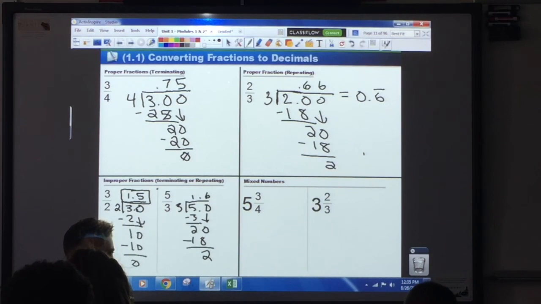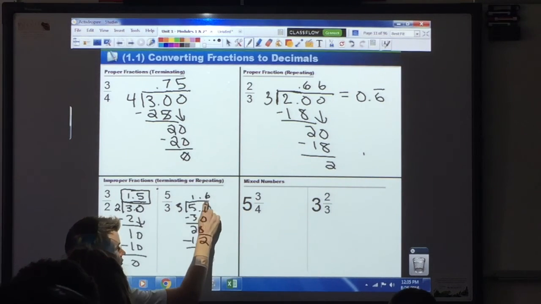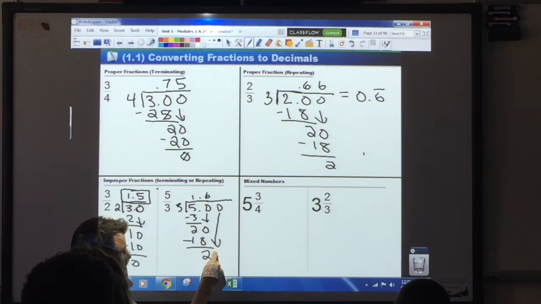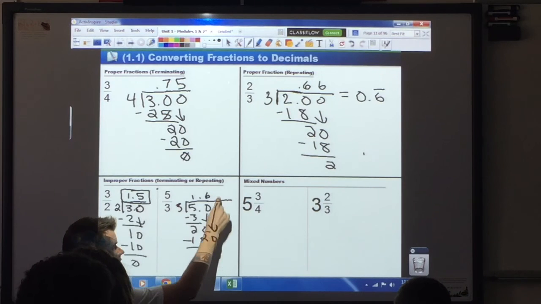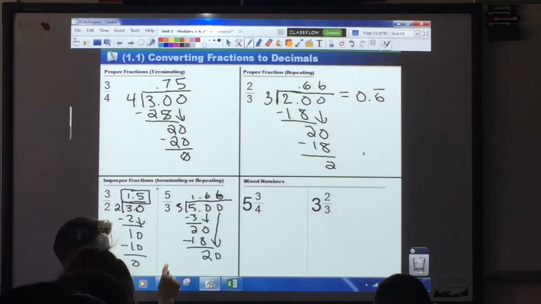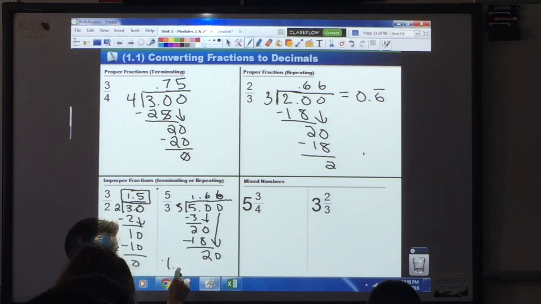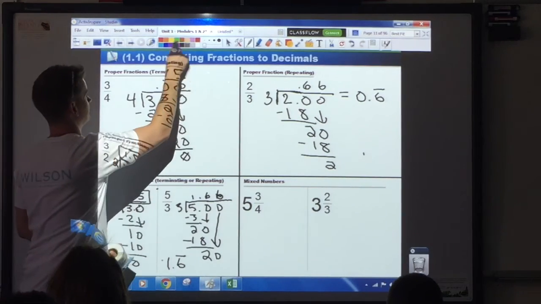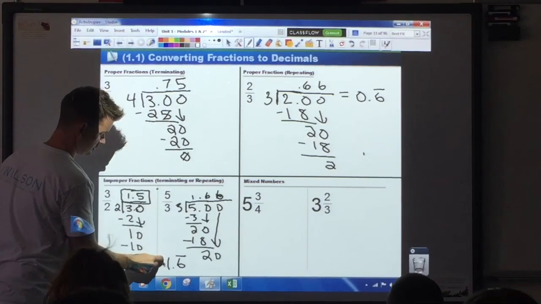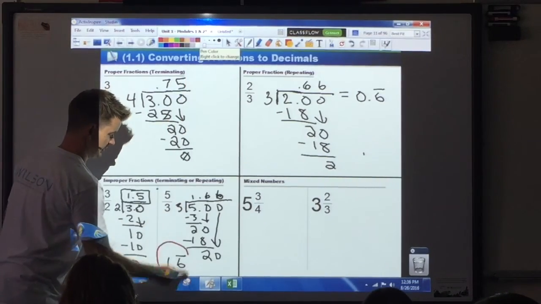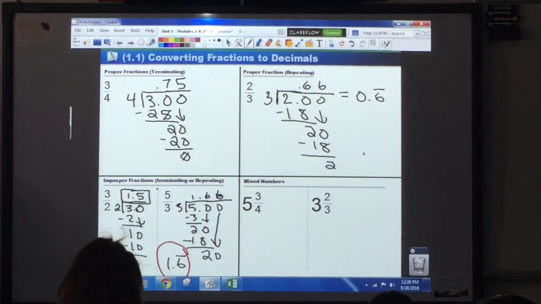What's going to happen with this 6? It's going to repeat. Watch what happens. 3 does not go into 2. I do a 0. I bring it all the way down. We're doing it over and over again. So I'm going to stop once I realize that this is repeating. I'm not going to do 1.66; I'm going to do 1 point what? 6, with a bar notation. 1.6 repeating. Okay.